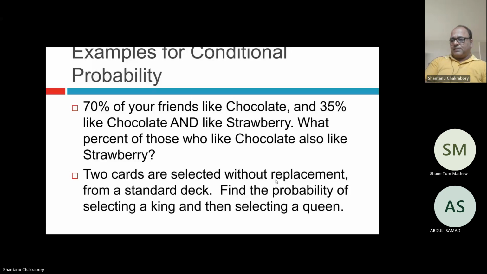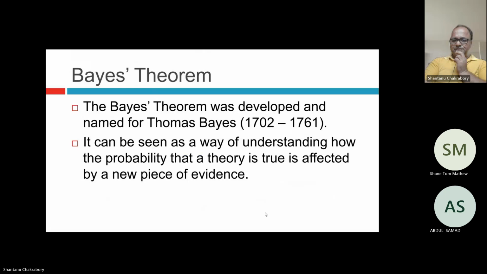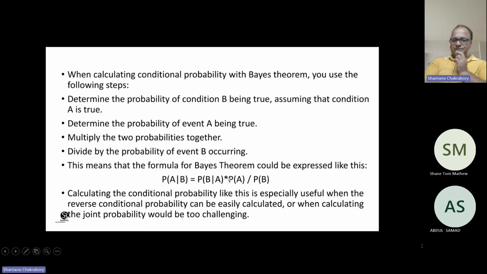Cards are selected without replacement from a standard deck. Find the probability of selecting one and then another. We'll use conditional probability. You have two different events with the probabilities of event A and event B, and you are also given the probability of the intersection of A and B, through which you can easily calculate the conditional probability.